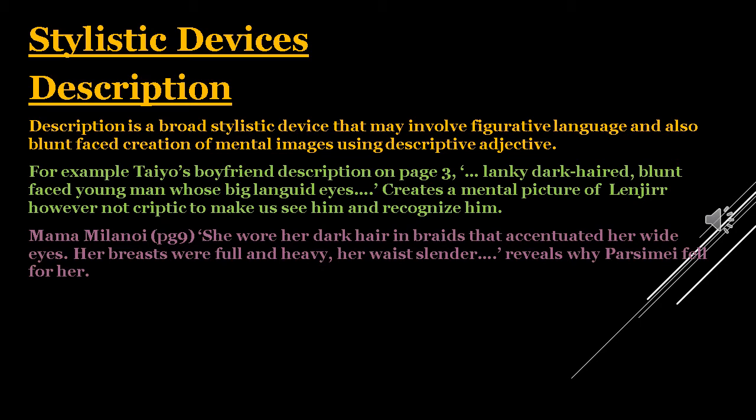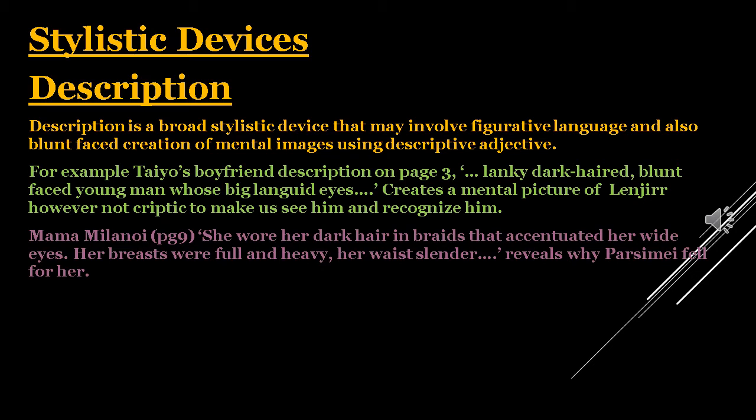even a place. For example, Tayo's boyfriend, description on page 3: lanky, dark-haired, blunt-faced young man whose big, languid eyes. Now, that kind of description creates a mental picture of Lenjir, who is the boyfriend to Tayo. However, not cryptic to make us see him and recognize him, but through those descriptive words, we are able to create a mental picture of who Lenjir would possibly look like.